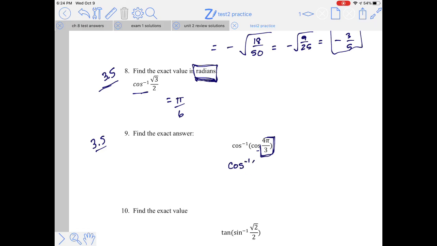So what we need to do is evaluate the cosine of 4 pi thirds into a numerical value. What is the cosine of 4 pi thirds? Negative 1 half. So then we change this to negative 1 half. And now we can evaluate an inverse cosine using the unit circle. Where do we have an x value?